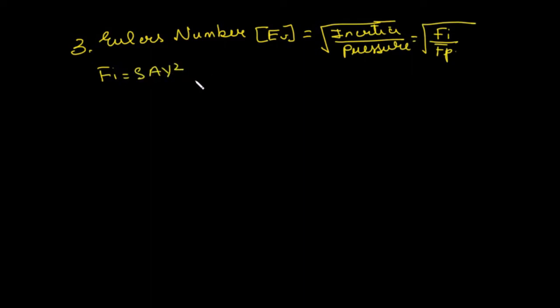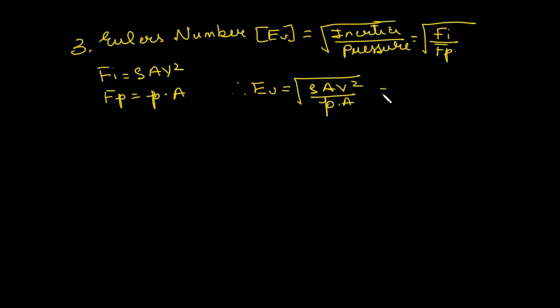Now the inertial force, we know that it is rho A V square. The pressure force is equal to the pressure intensity into the cross-sectional area, or the area on which the pressure is acting. So these are the expressions. If we calculate Euler's number, EU, it will be the square root of rho A V square upon P into A. A will get cancelled, so we are left with V upon square root of P by rho.